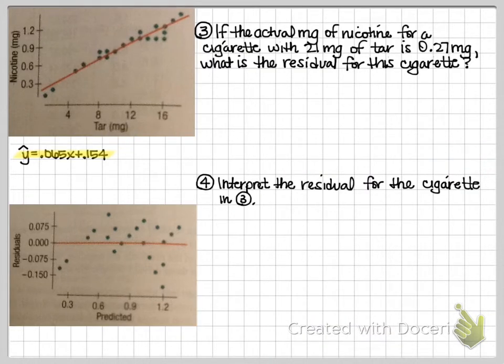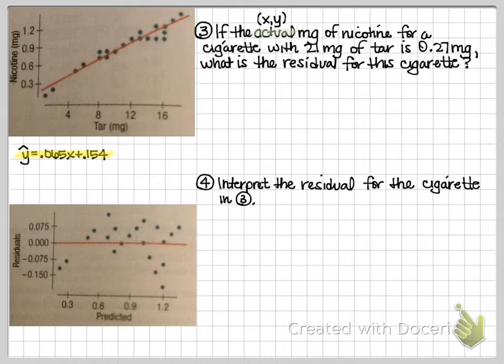Okay, now that I have my equation copied on this screen, I can start talking about how to calculate residuals or calculate predicted values. If we take a look at question number 3 here, we know that the actual milligrams of nicotine, based off of our graph, we know the nicotine is the Y value, for a cigarette with 21 milligrams of tar is 0.76 milligrams. All right, actual means that I am dealing with the real x, y. So I'm going to write this as a point. So actual, this is my real x, y, not my y hat.